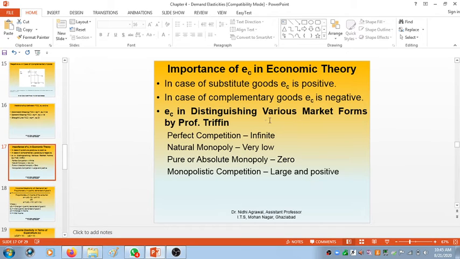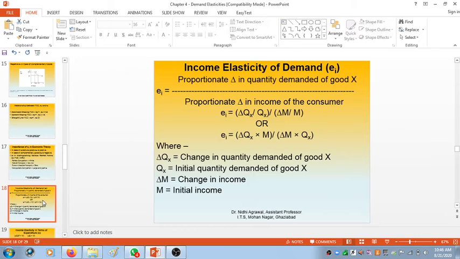So how these values are different from market to market? We will explain all these values in the next chapter, that is the market structure. When we focus on the market structure, then I'll discuss the values of elasticities, right? Okay, third one is income elasticity of demand. As the name indicates, if there is a proportionate change in income of the consumer, then what will be the change in its demand?